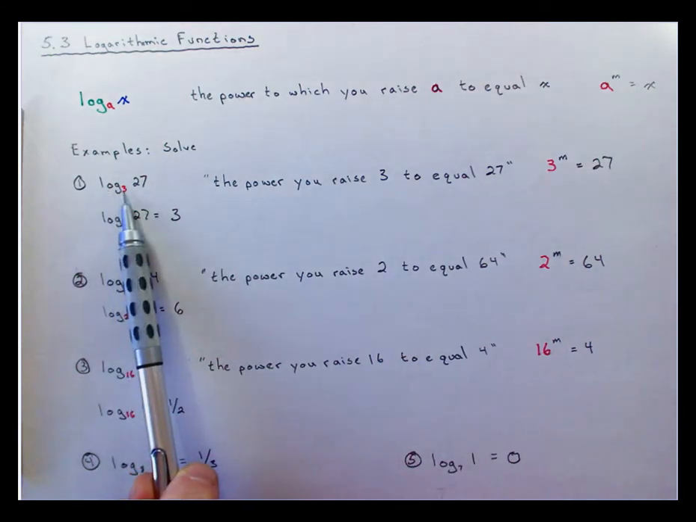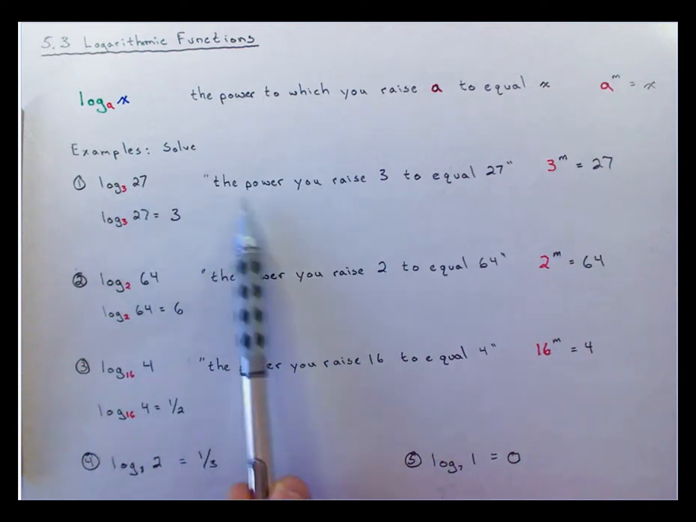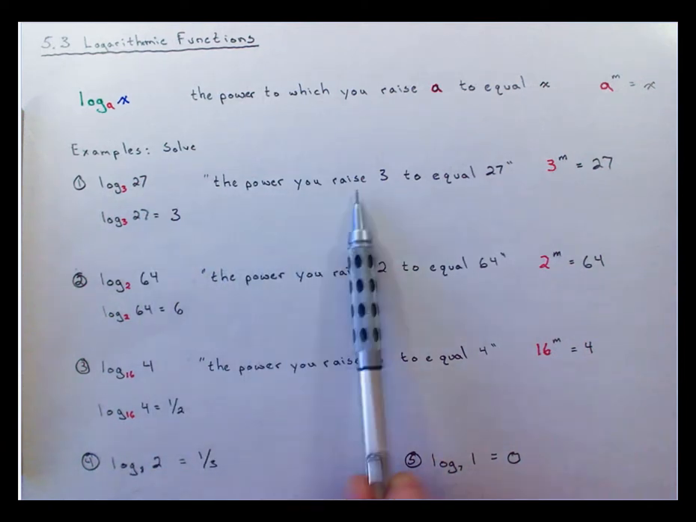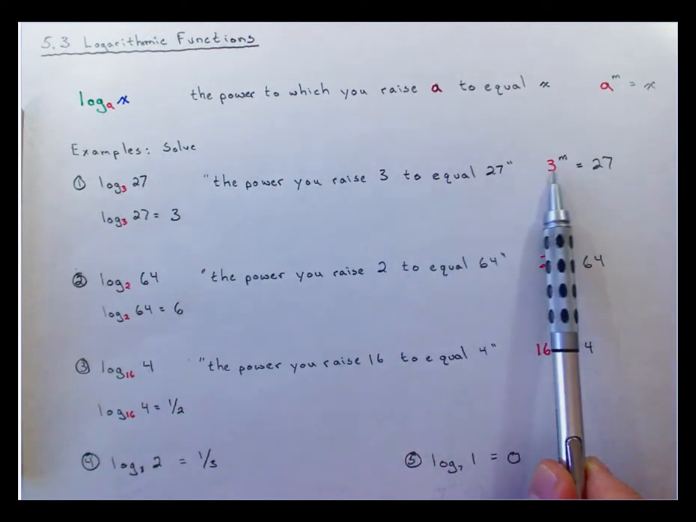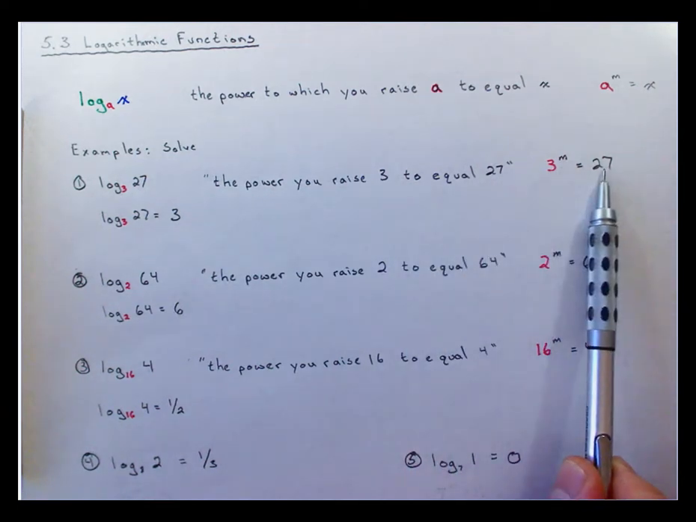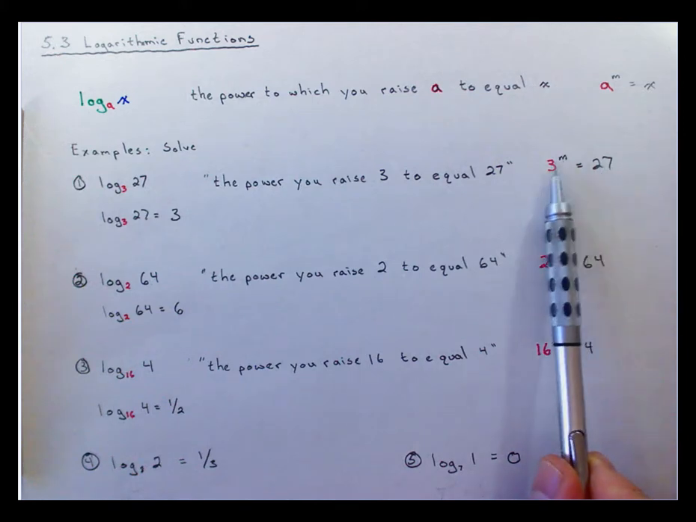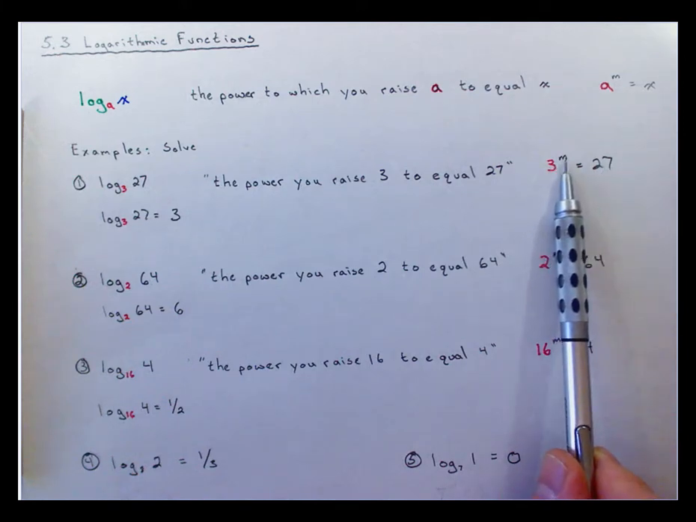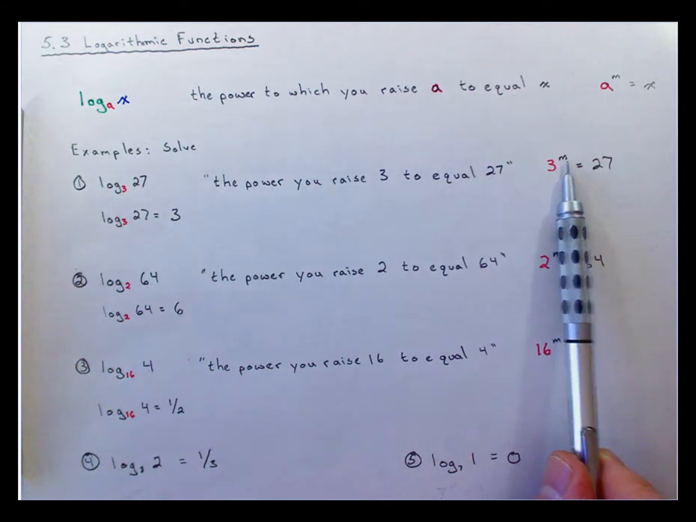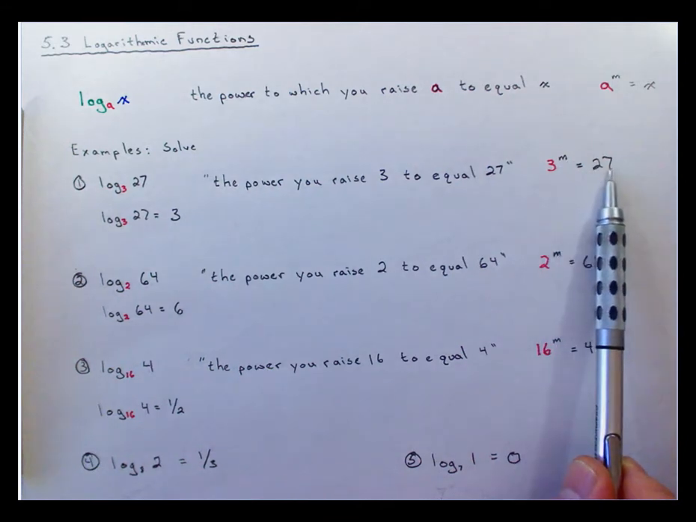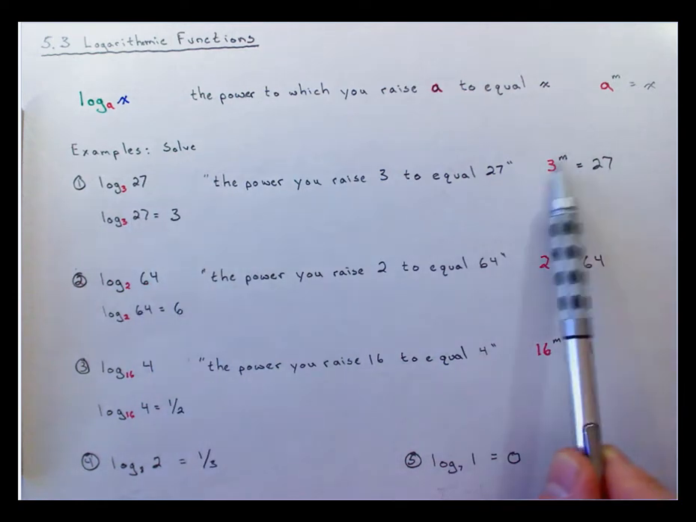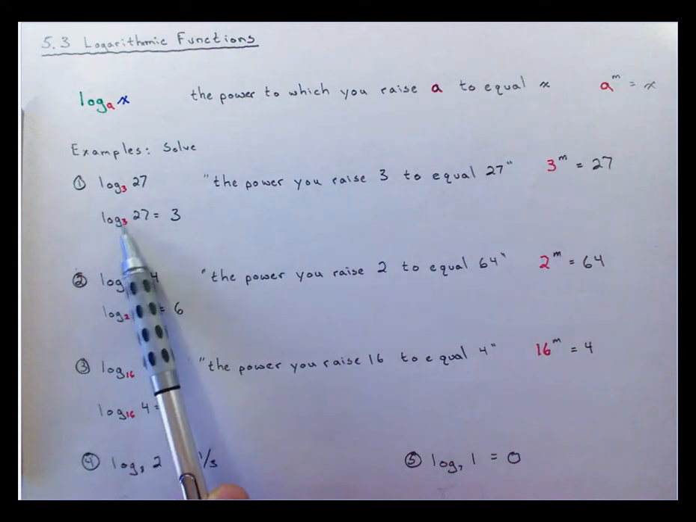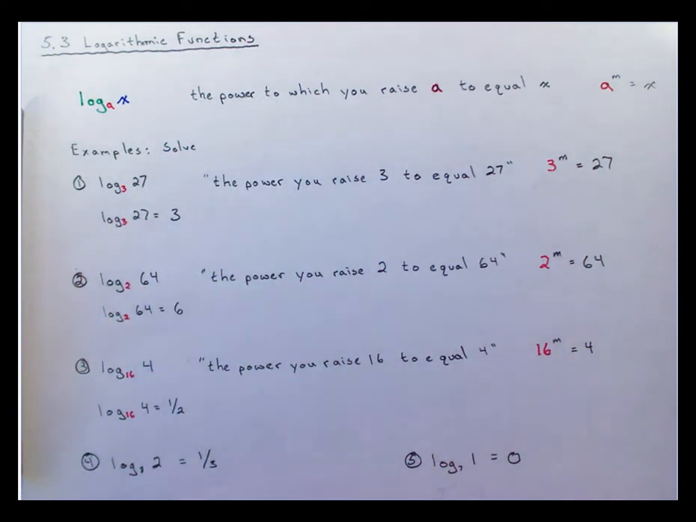Log base 3 of 27, which simply says the power you raise 3 to equal 27. So I would write 3 to the m equals 27. And then I need to figure out how many times is 3 times 3 equal to 27. Well, it is 3 times. 3 times 3 times 3 equals 27, so 3 to the third. So log base 3 of 27 equals 3.